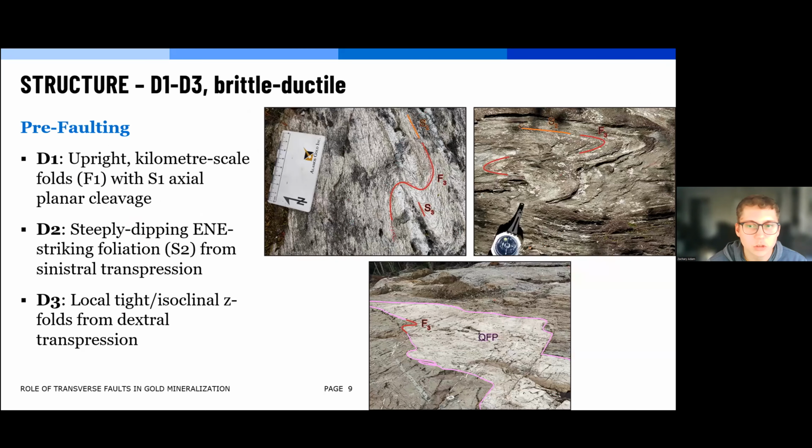So these are all structures that relate to the Goudreau Lake Deformation Zone. They occur pre-faulting, and so they're not really the focus of this research, but as they are seen in the field area, they do provide some essential geologic context for the Maskinonge Lake Fault.